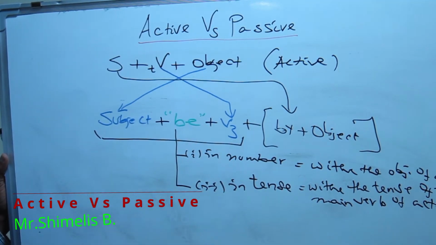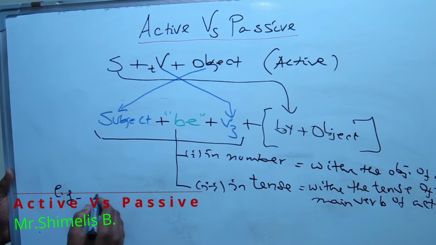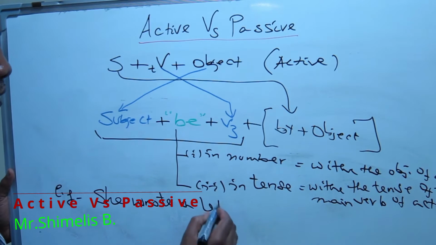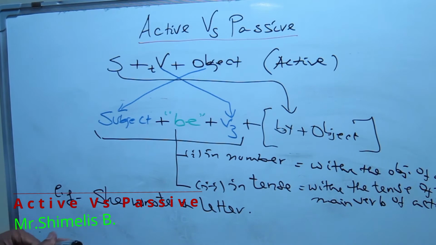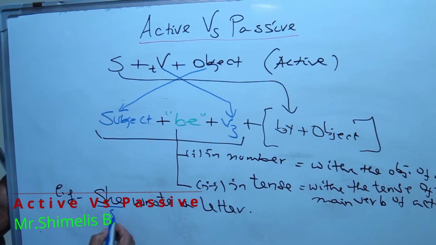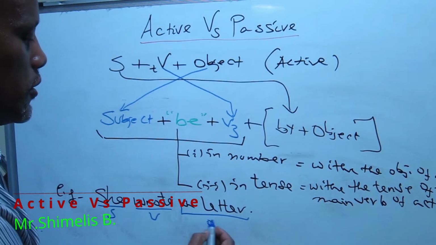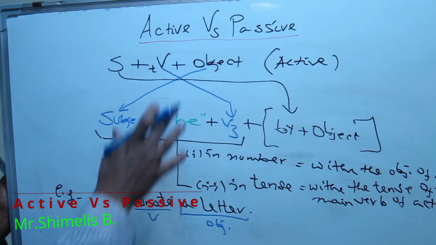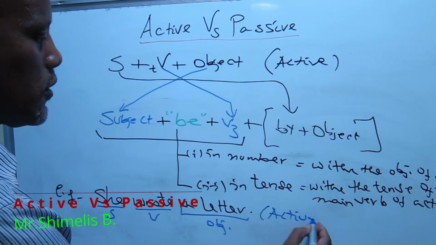Now let's see some examples. She wrote a letter. Now this is a typical example having all three elements. As you can see, she is the subject of the sentence, wrote is a verb, and letter is an object. This is typically analogous to the assumed sentence. So it is an active sentence.